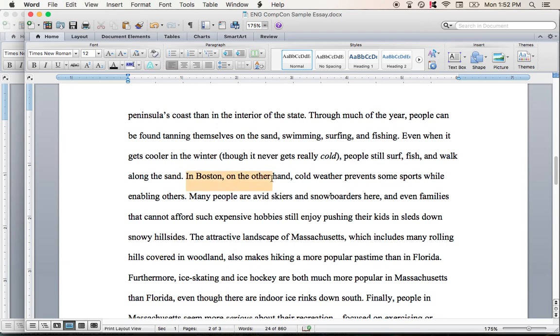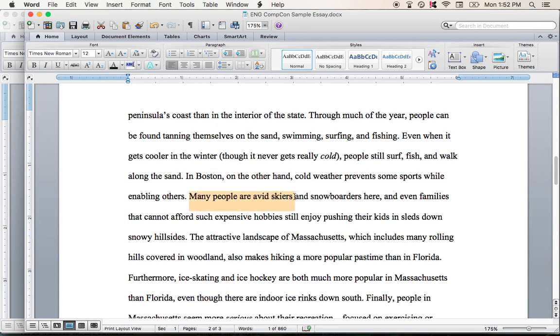In Boston, on the other hand, again, we have a couple of signal phrases. On the other hand, here's something that's going to be different from what we were just talking about. And we're moving to a different place. In Boston, cold weather prevents some sports while enabling others. Because of the weather, some sports can be done and others can't. Many people are avid skiers and snowboarders here. Avid means they love to do it. They really enjoy it and they're devoted to it.